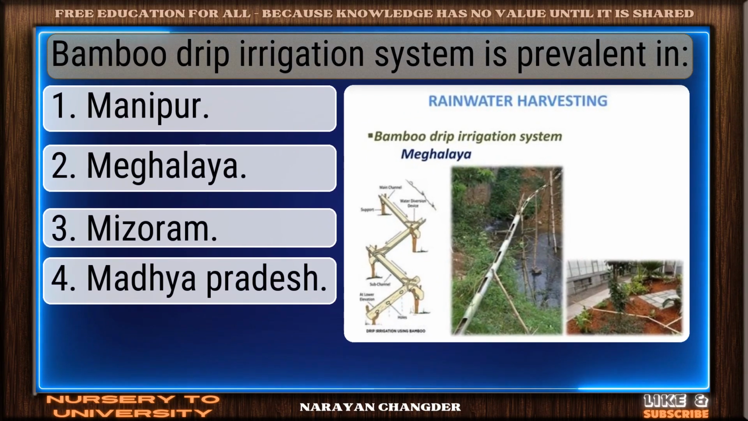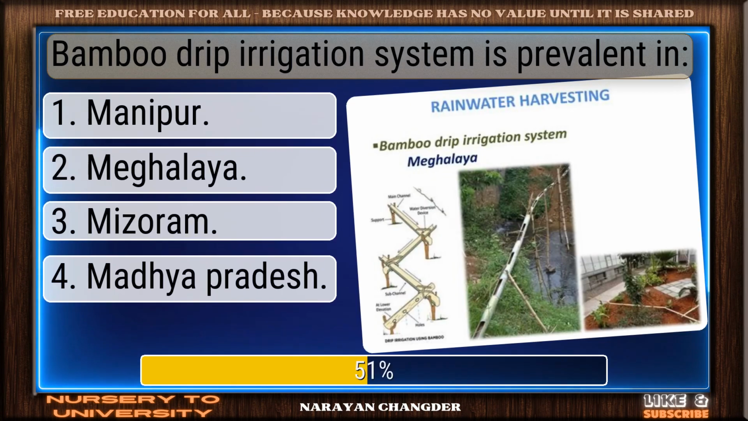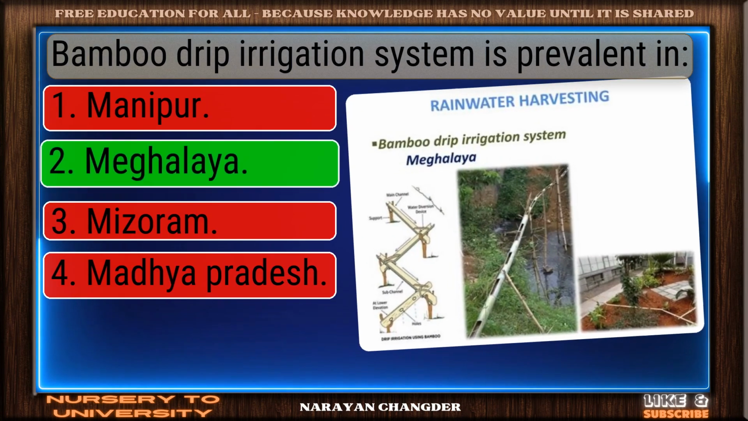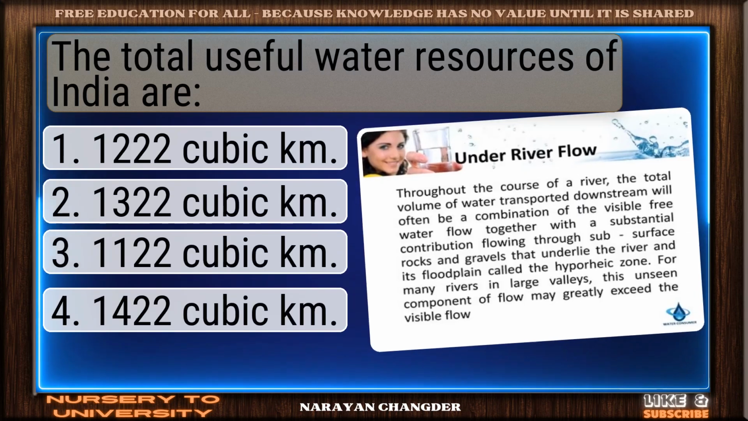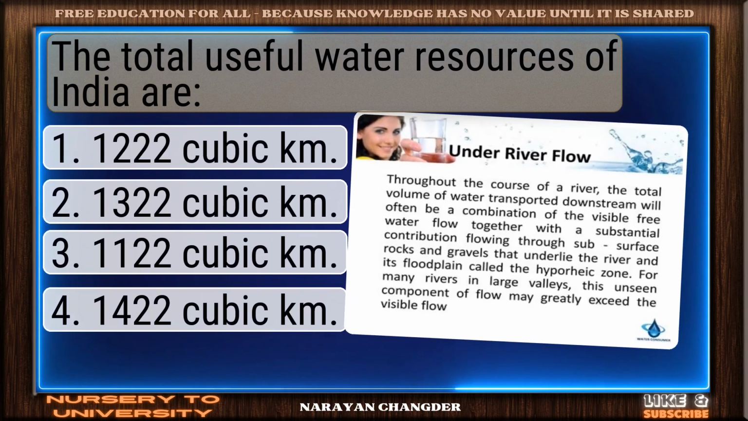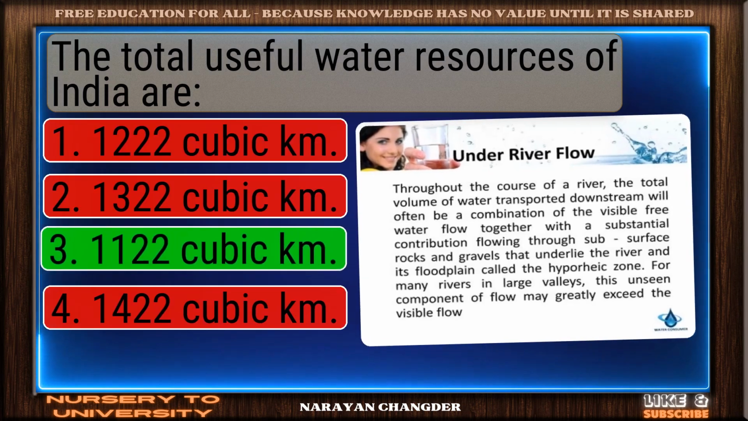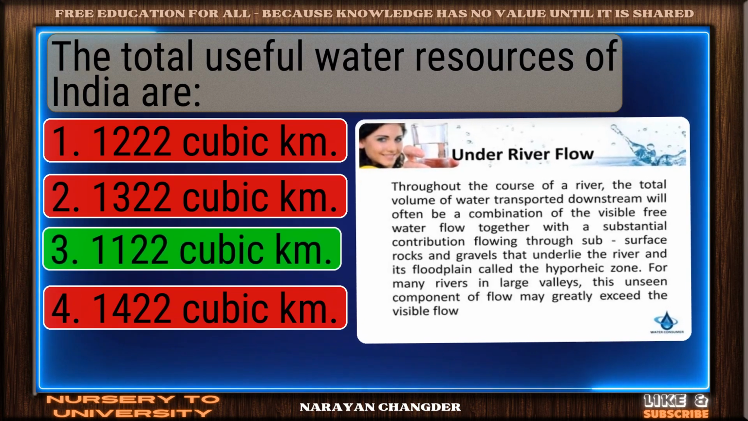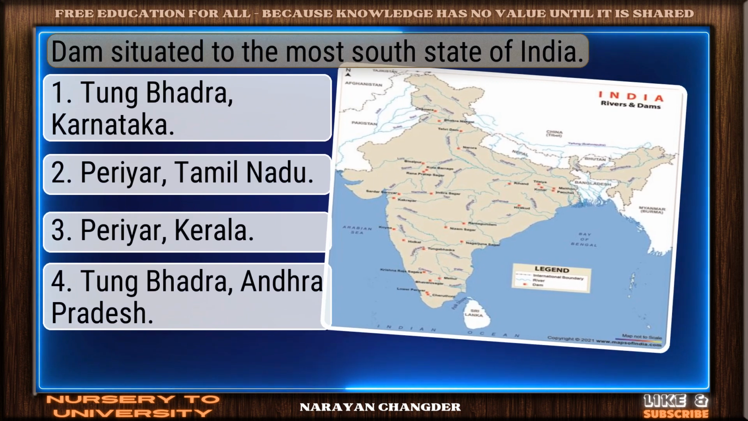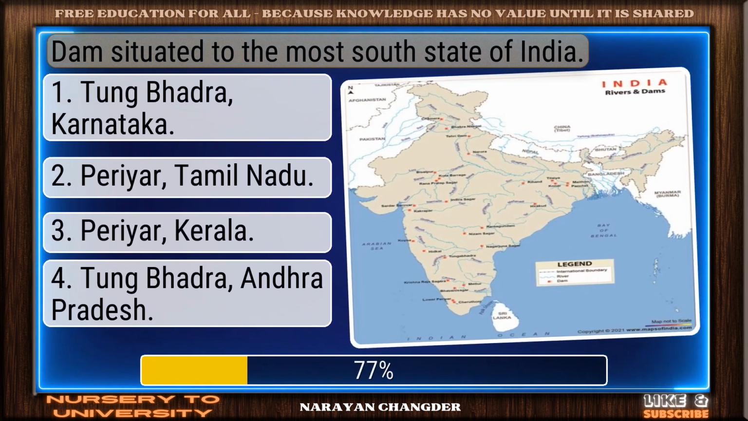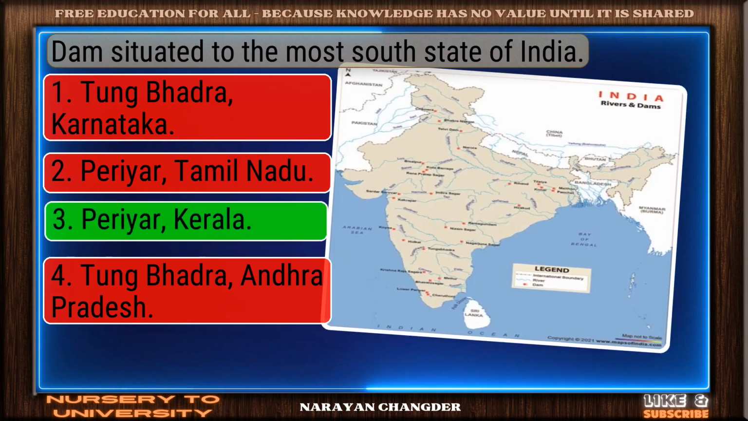Bamboo drip irrigation system is prevalent in... You're right. Meghalaya is correct. The total useful water resources of India are... Correct. 1122 cubic km makes sense. Dam situated in the most southern state of India. Well picked. Periyar, Kerala is correct.